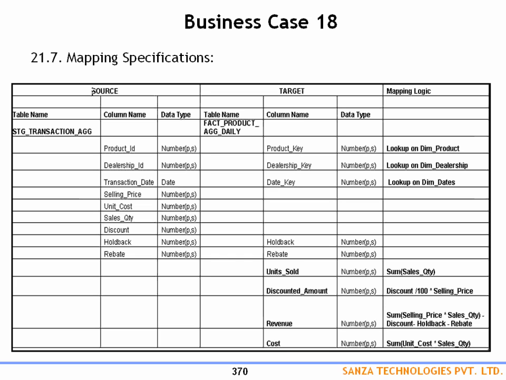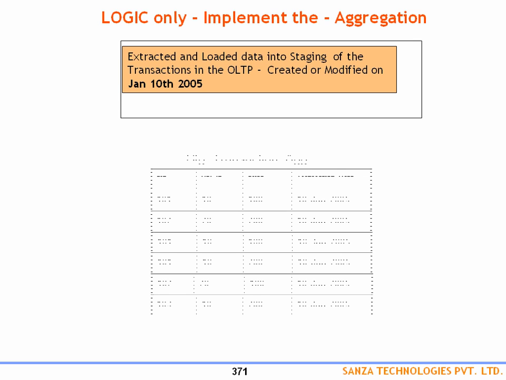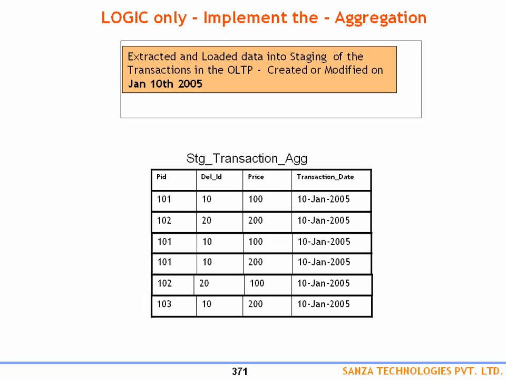Let us take an example. We extracted data and loaded it into staging from the transactions in the world system. These are the transactions created or modified on January 10th. These transactions are loaded into stage transaction AGG for 10th January 2005 by using the previous mapping, the mapping variable we used for incremental loading.